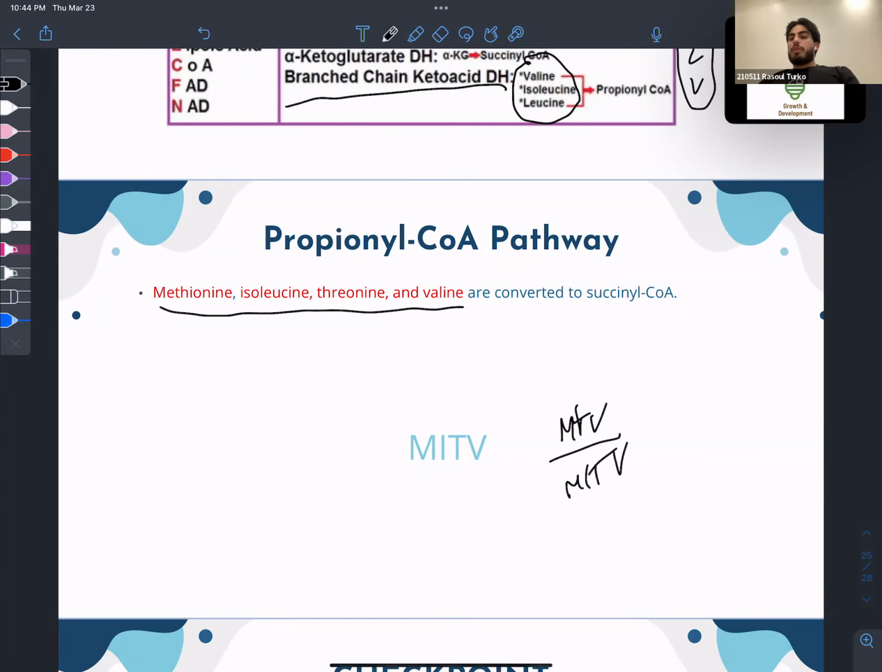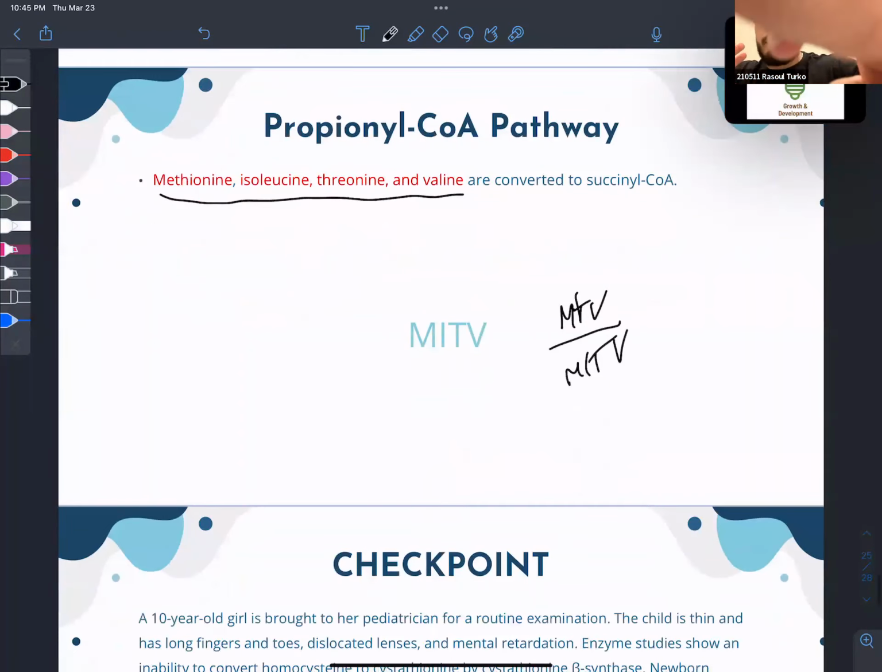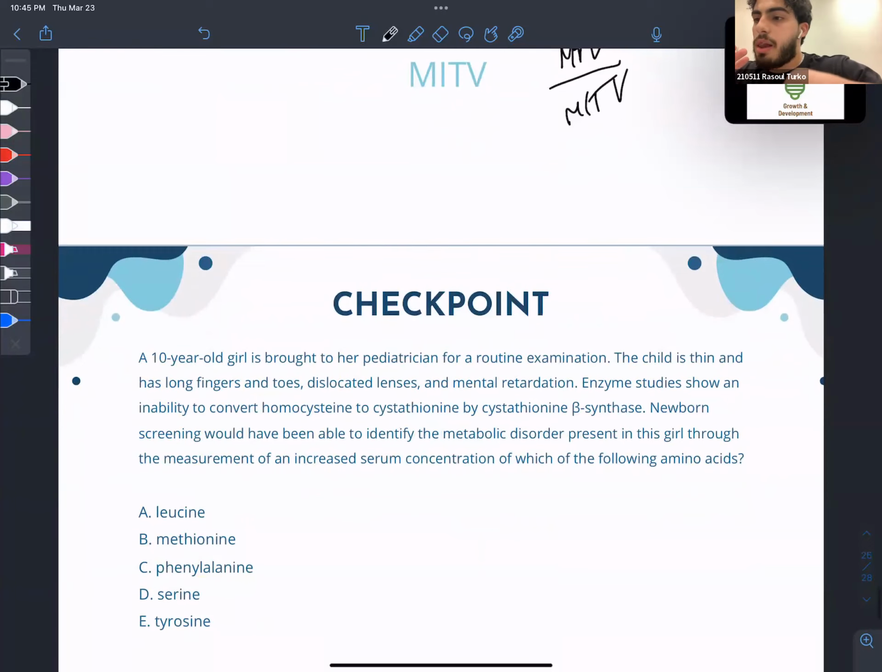And those are the 4 amino acids that are part of the propionyl-CoA pathway that can convert to succinyl-CoA. Okay. And you guys will learn about it again later, but for now, this is the basics of what you guys need to know. Okay. Do you guys have any questions?